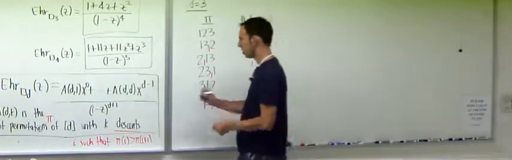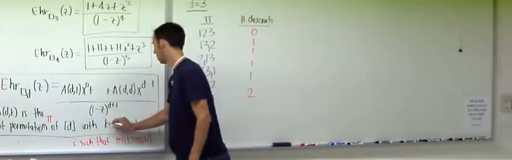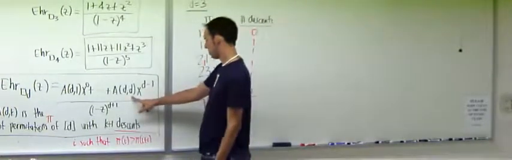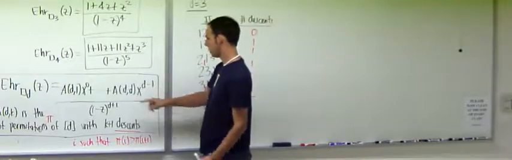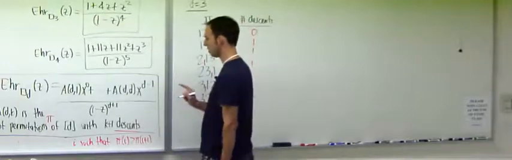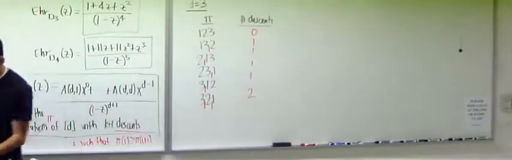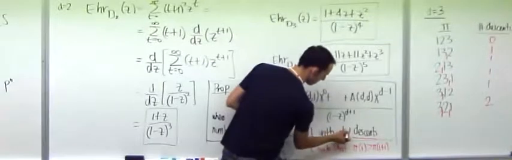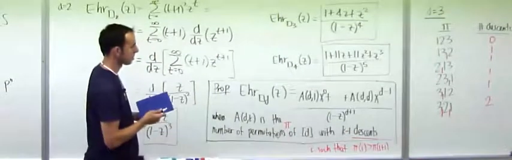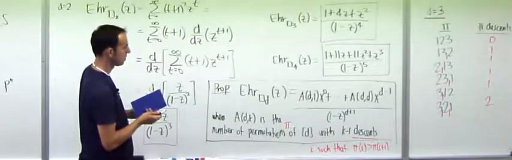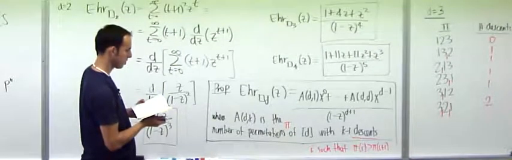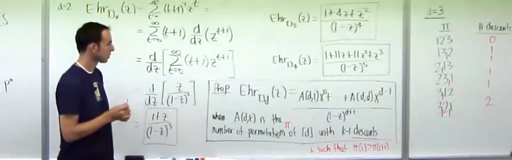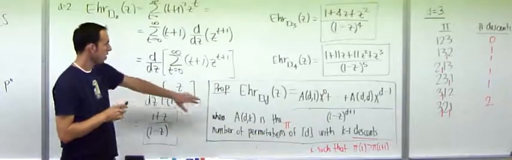Sorry, k plus 1 descents. You mean that here? No. Okay. This is k minus 1, I'm sorry. Any other questions about this proposition?